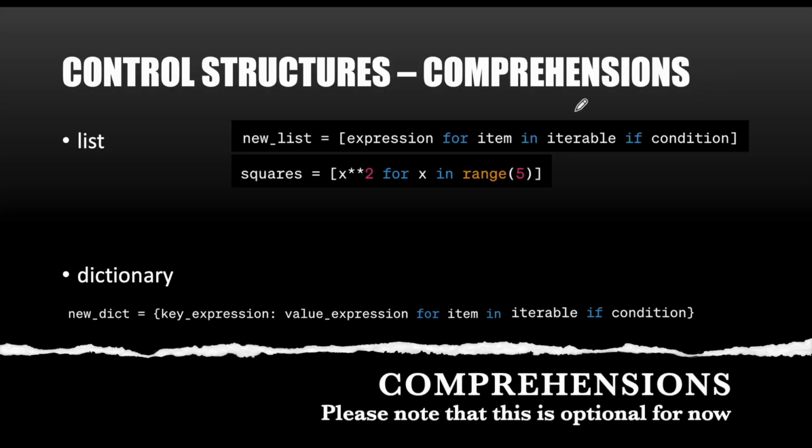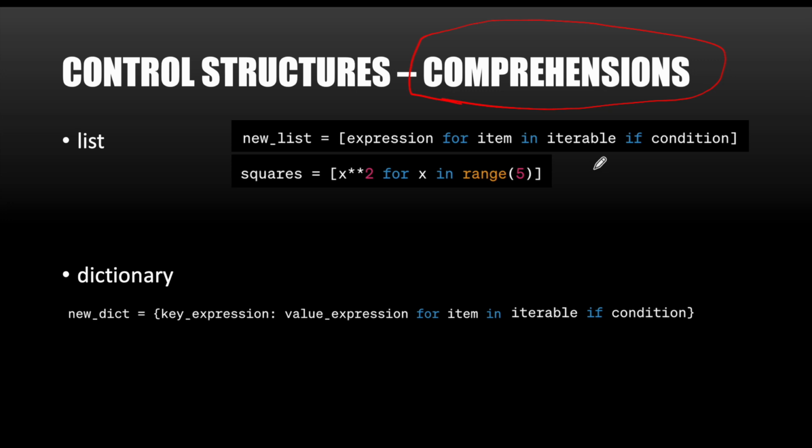We have one more control structure by the name comprehensions, which is very important. It helps us to write succinct expressions. So for example, if we have to do x to the power 2 for x in range 5, then either I can do it with a loop or I can do it directly with this statement.